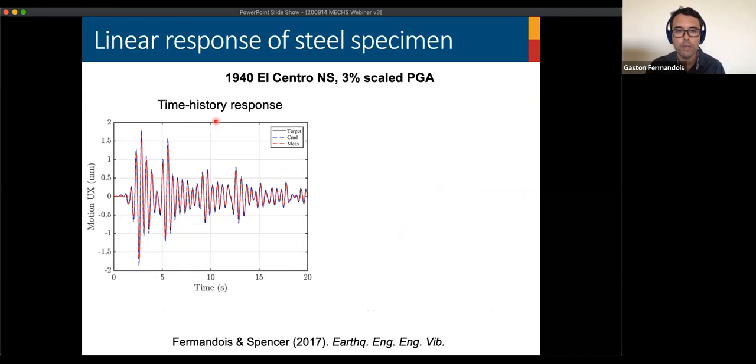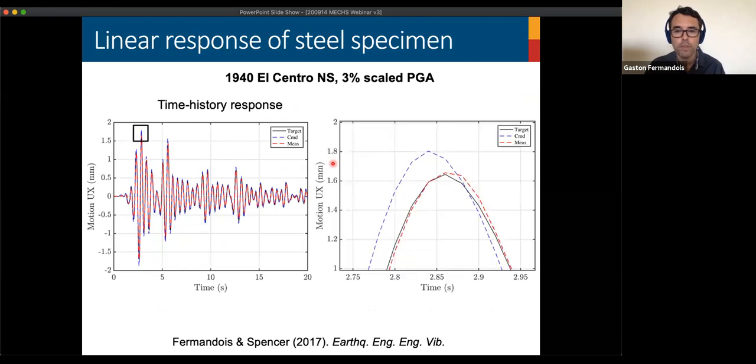Here's a figure showing the time history response, where we can zoom in on one of the peaks. The black curve is the target signal. The blue curve is the command, and basically a feed-forward compensator will always lead the target. We will try to predict the future, and will always be before the target, such that the measurement will try to be as close as possible to the target displacement. So this is a result that is quite good.